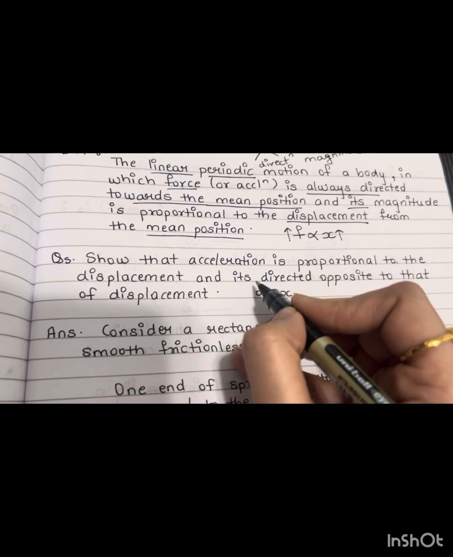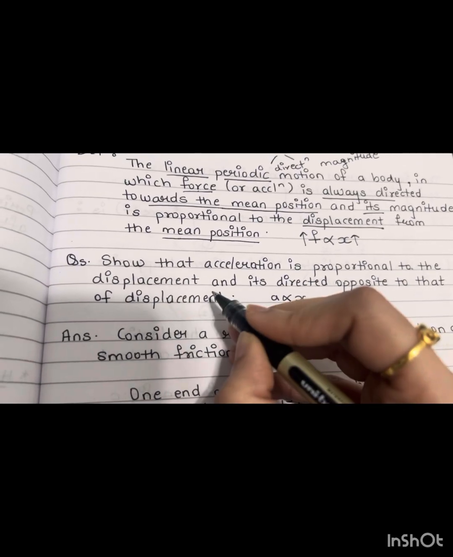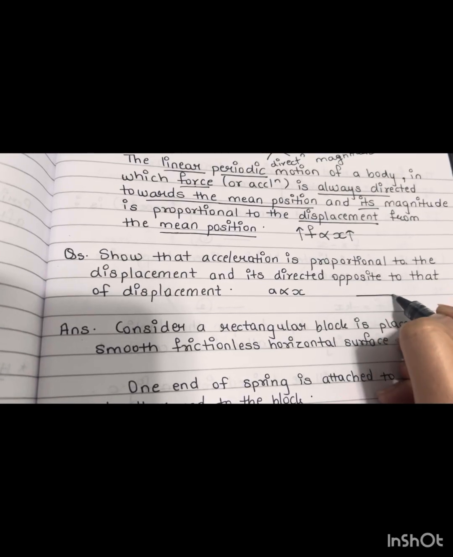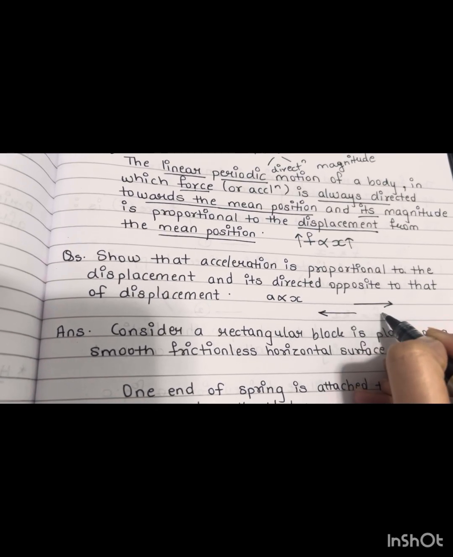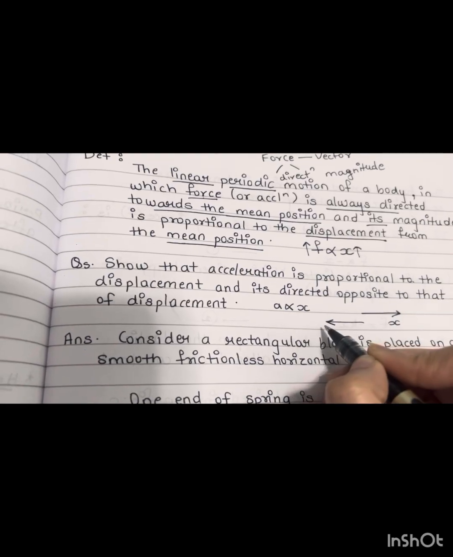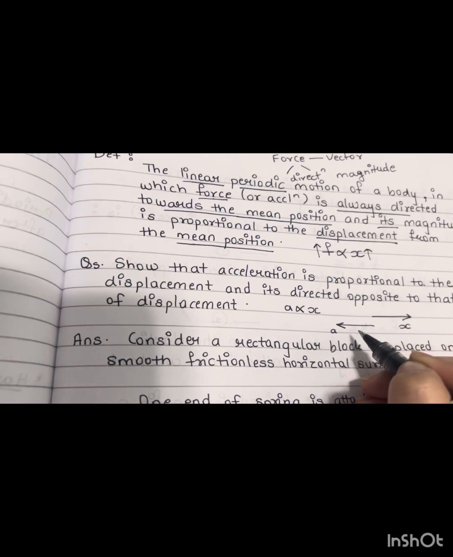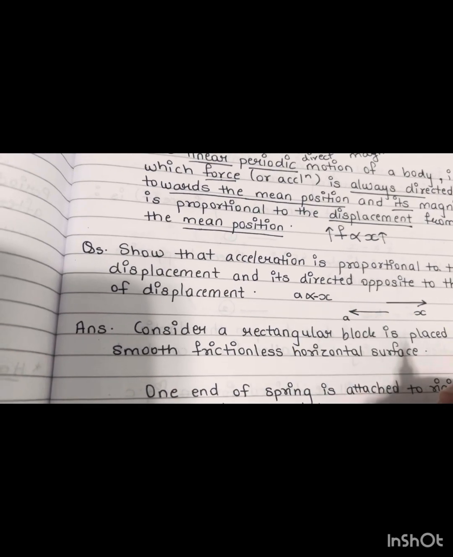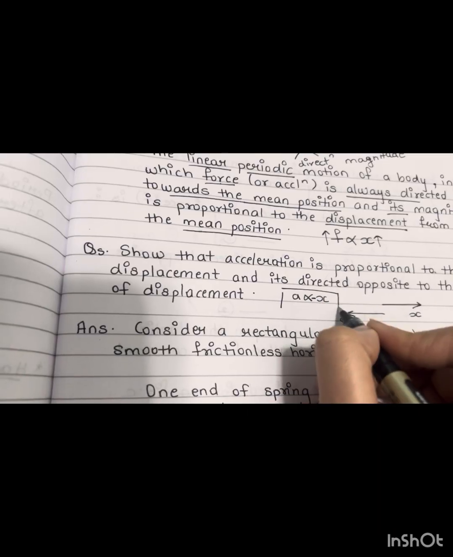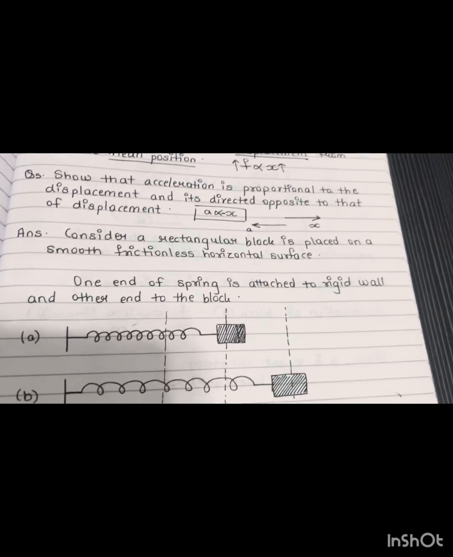And its direction, meaning the direction of acceleration, is opposite to that of displacement. That means if displacement is in this direction, then acceleration is going to be in the opposite direction. Now, if both directions are opposite, how do we express opposite directions in physics? By introducing a negative sign. So this is what they are asking us to derive. Understood? So let's see how you will start.